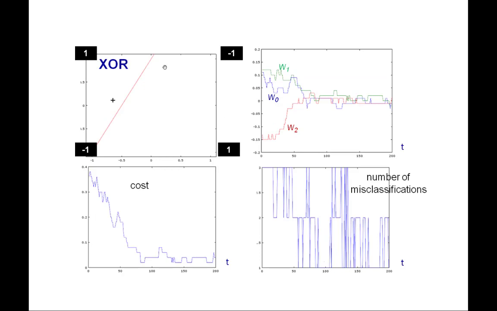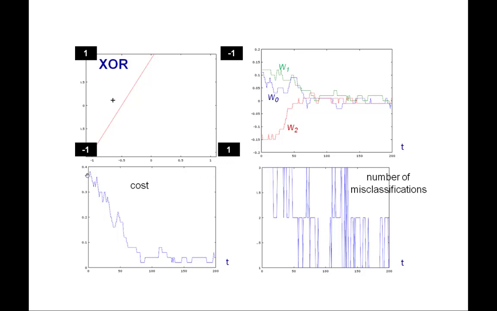Here's the XOR, so we have 1 and 1 here, and -1 here, so we cannot separate it. And if you look at the W's, in fact, their values get pretty close to 0. And depending on the learning rate eta, they jiggle around at 0.